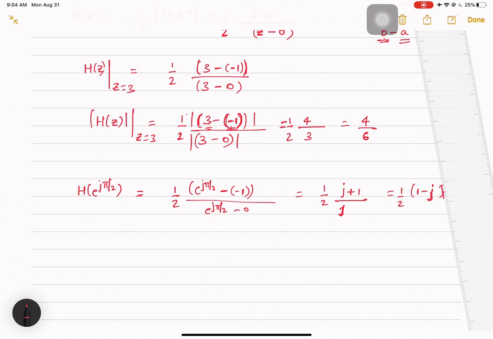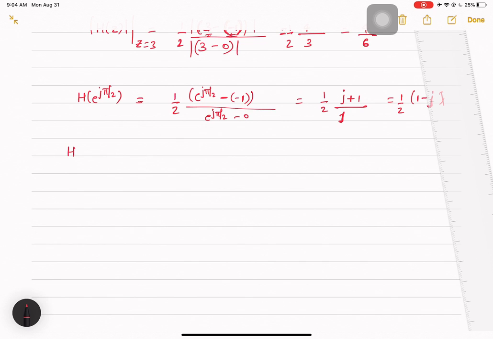If you want the modulus or the magnitude response, as it is called, for the frequency content whose value is pi by 2, we get half into, how do we calculate the magnitude of 1 minus j? It is square root of 1 square plus minus 1 square, which is equal to square root 2, and there is a half that is present here, so this will be equal to 1 by root 2.